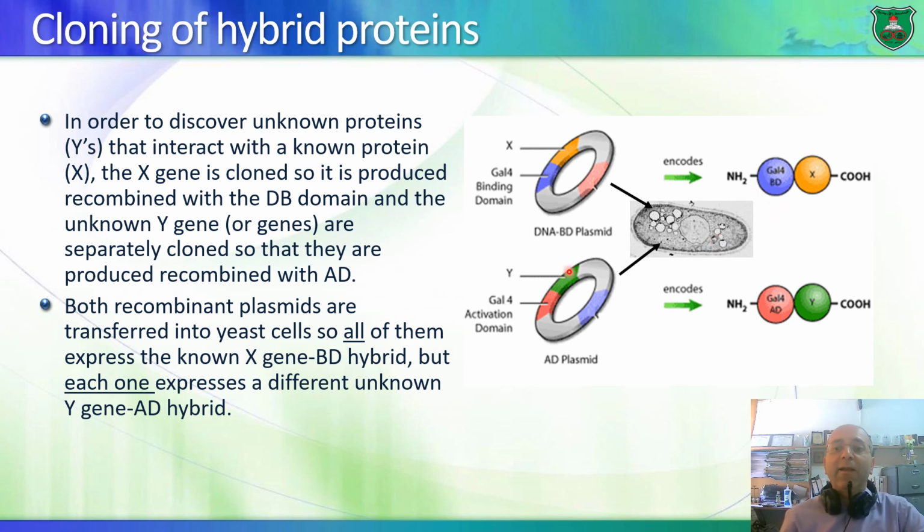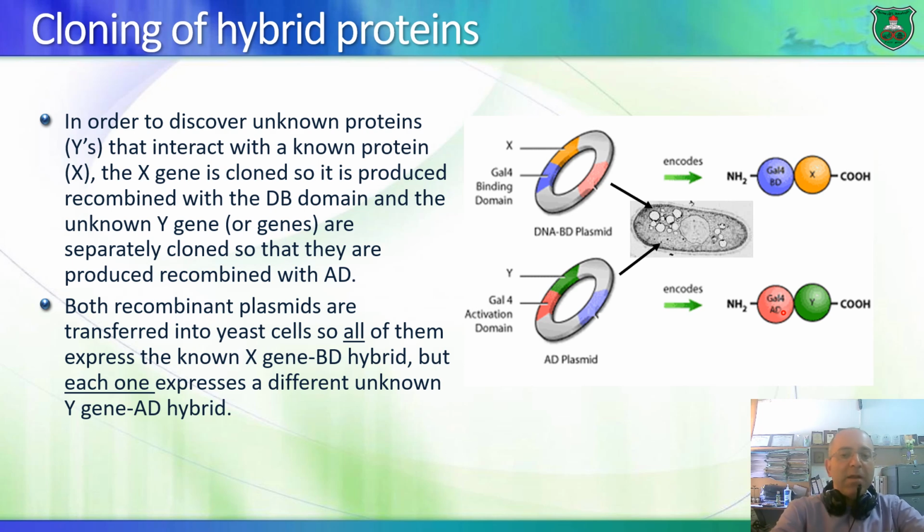And we create a library. So we have many plasmids containing unknown Ys, different genes that are inserted into the plasmid along with the GAL4 activation domain. So in a yeast cell, you would have this produced: a Y protein, unknown, with the activation domain of the GAL4 transcription factor.